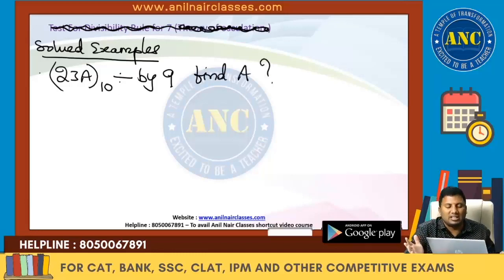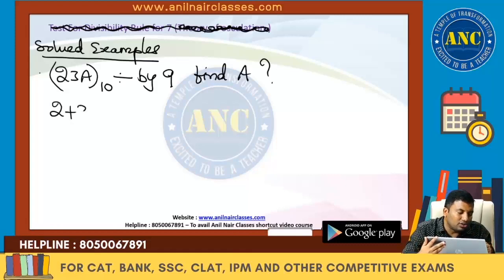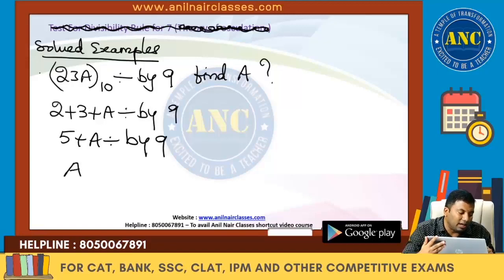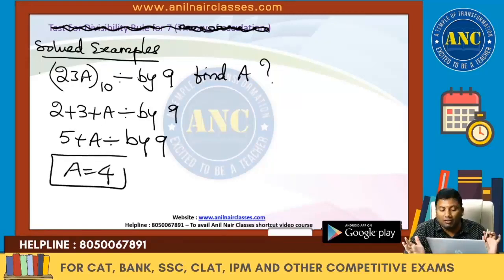There is a number that is given that is divisible by 9. When it is divisible by 9, sum of the digits should be divisible by 9. 2 plus 3 plus a should be divisible by 9. 2 plus 3 is 5. 5 plus a should be divisible by 9. What will be the value of a? Value of a will be 4. Are you all with me? It's a very simple example where the divisibility rule for 9 is sum of the digits should be divisible by 9.